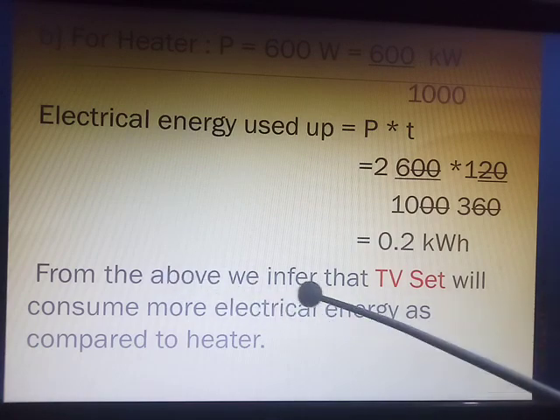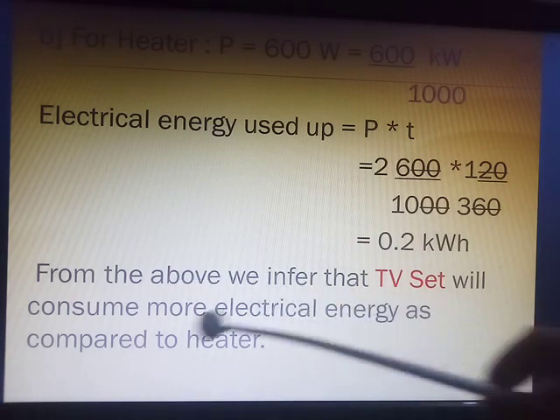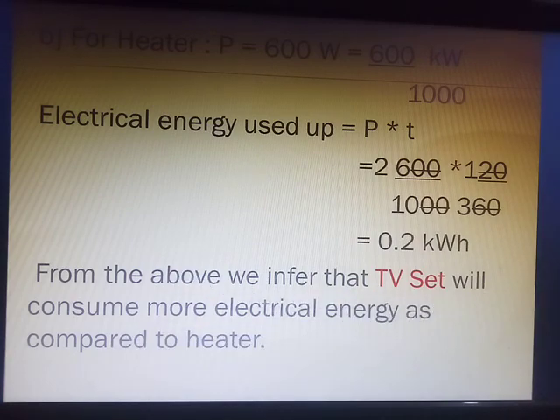So what you have to write towards the end? From the above we infer that TV set will consume more electrical energy as compared to heater. If this step is not shown, then your complete 1 mark will be lost because it is a comparative sum. So there you have to show towards the end because they have asked who will spend more electrical energy. So you have to make sure that in the end somewhere you are showing that which instrument is consuming more electrical energy as compared to which device.